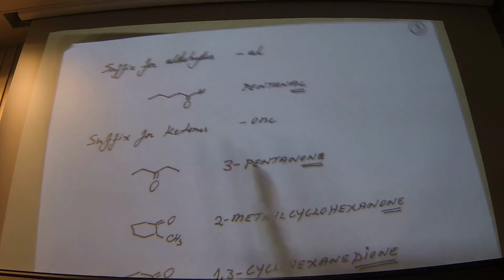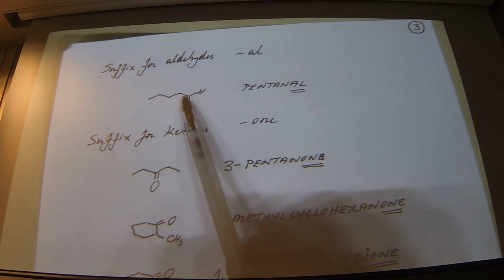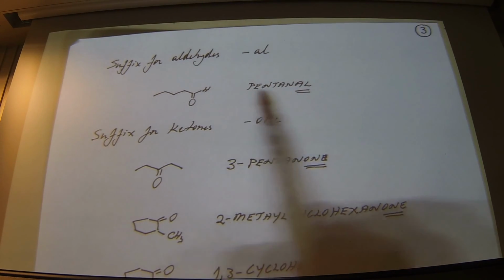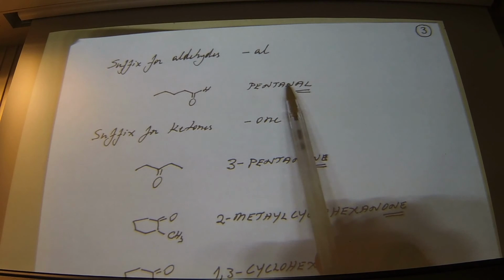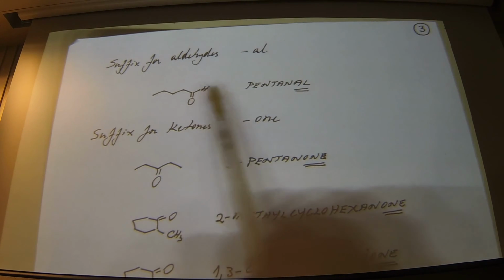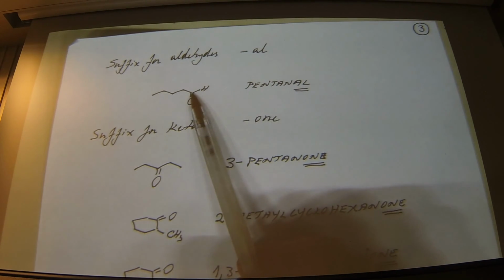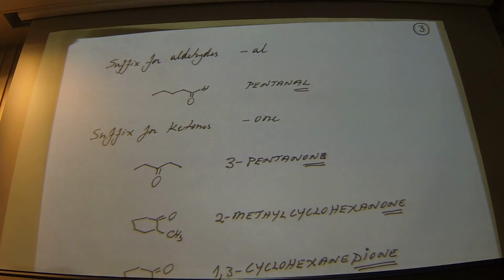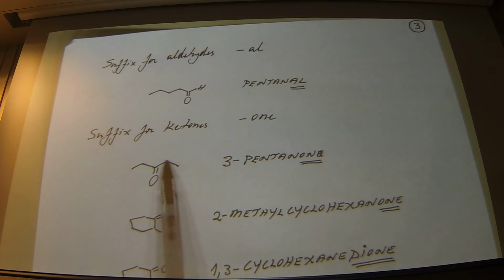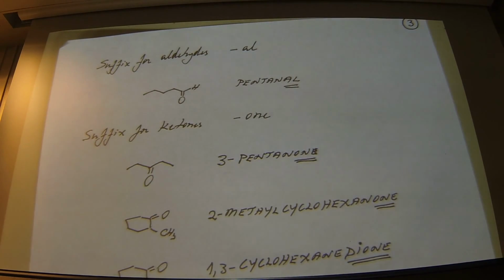The suffix for aldehydes is -al. So this would be, 1, 2, 3, 4, 5, pentanal. Now notice that because it's an aldehyde, I don't need a number. Because there's a hydrogen here, it means that the carbonyl is going to be at the end. So there's only one pentanal. On the other hand, there are going to be two pentanols. If I had a pentanone, it's either going to be a 3-pentanone, or if the ketone is over here, that would be a 2-pentanone. But if it's pentanal, there's only one possible.